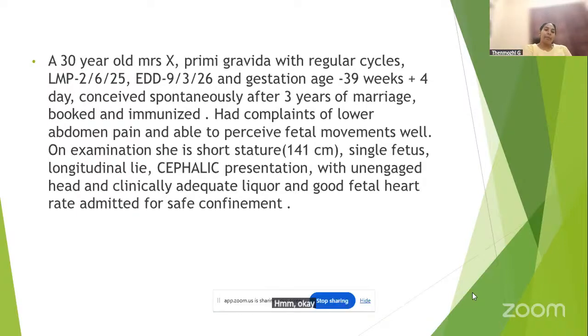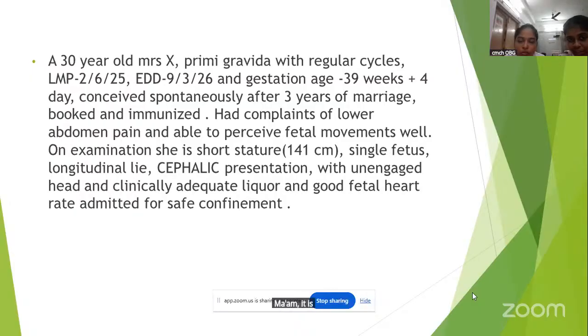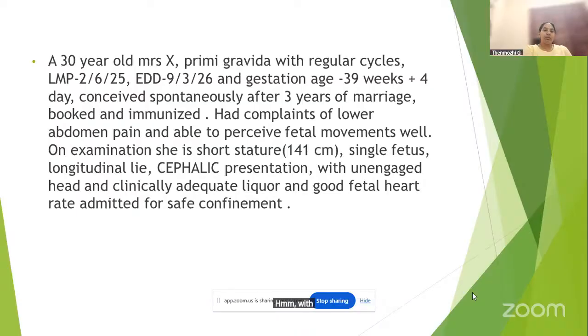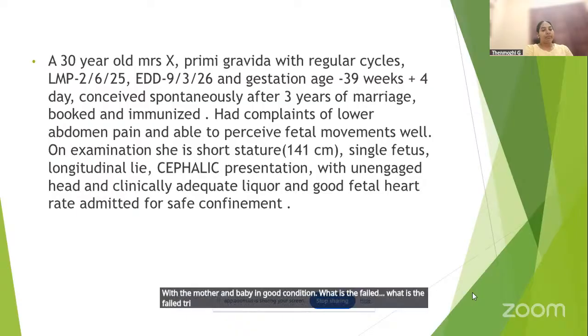Okay, accepted. So when the patient is delivered by ventouse, do you see, is it successful or unsuccessful? Ma'am, it is a successful trial of labor, whether delivered by natural labor or instrumental delivery, with mother and baby in good condition. What is a failed trial of labor?